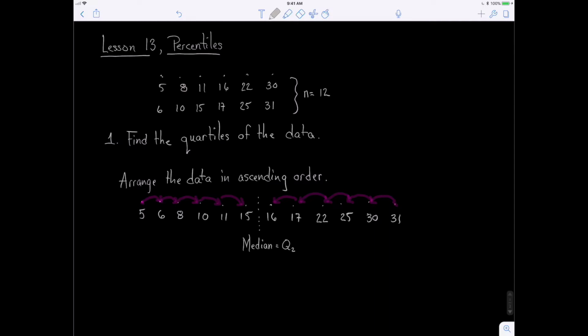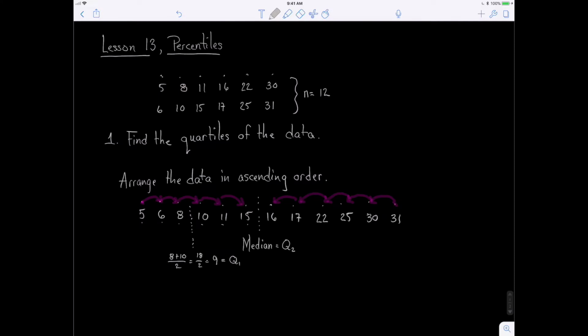Now what we need to do is find the median of each half of the data set. If we look at this, notice in the lower half we have 6 values: 1, 2, 3, 4, 5, 6. That means the median of those lies between the 3rd and the 4th value. So that's right here, between 8 and 10. If you're not sure, you can add the two values together, 8 plus 10, and divide that by 2. That's 18 divided by 2. So the median of the lower half is 9, and we called that Q1.